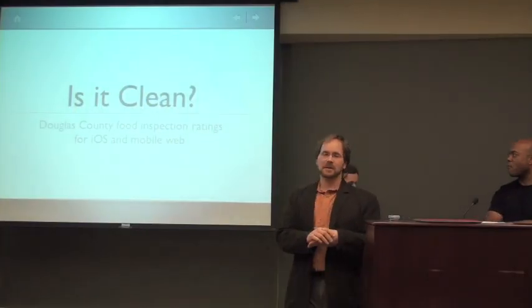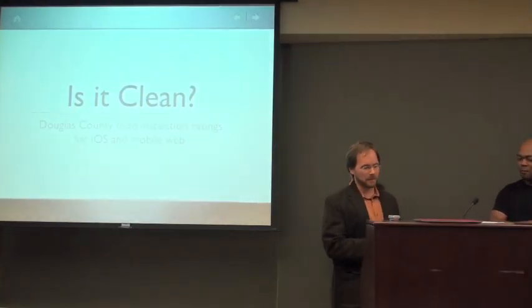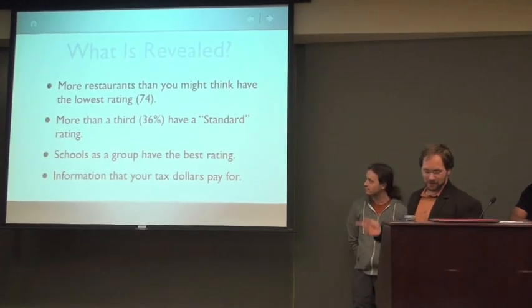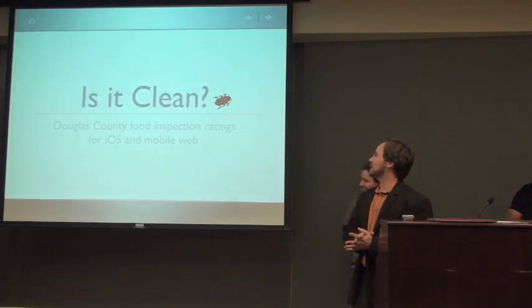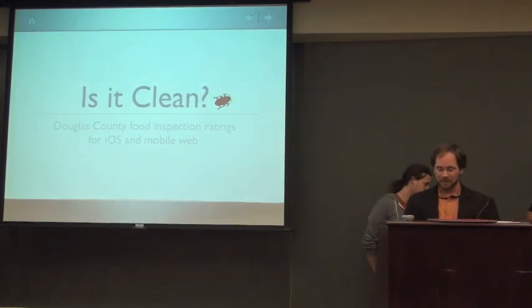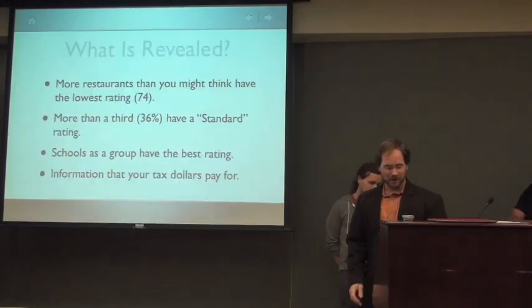We took the food inspection data and asked ourselves, how would we want to use it? One of the things we want to know is whether or not the restaurant we're interested in going to is clean. So that's the big thing. We thought people want to know whether the place they're going to go is going to be safe.